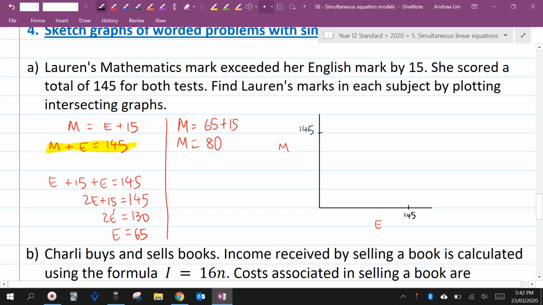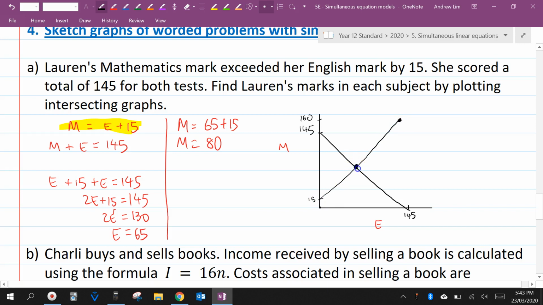Okay, so of course when you do this, you need to be as accurate as possible. And for maths, for the first equation, maths is equal to whatever she got for English plus 15. So if she got 0 for English, her maths mark would have been 15. If she got, let's say, 145 for English, then her maths mark would be 160. Alright, let's just say 160 is over here. And so now we can just plot that line.